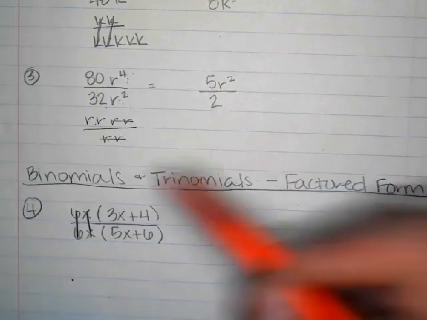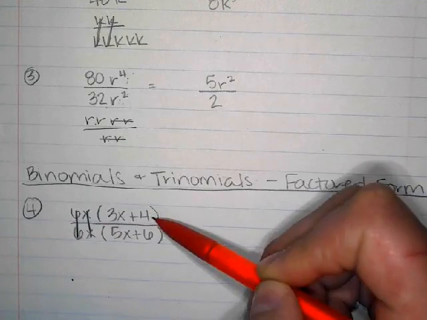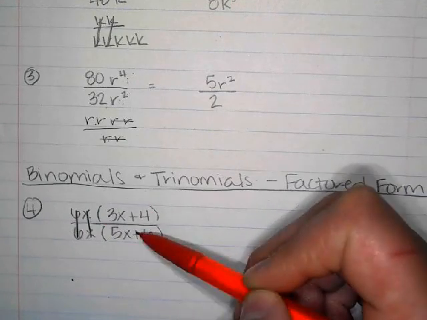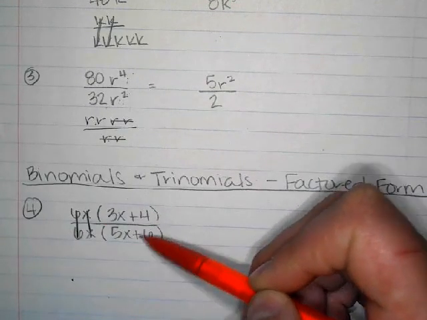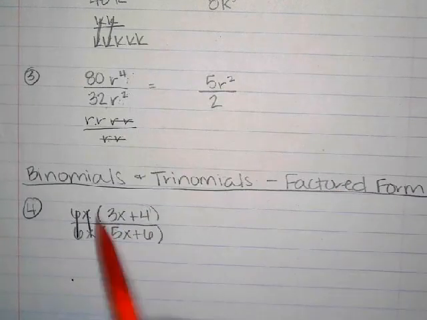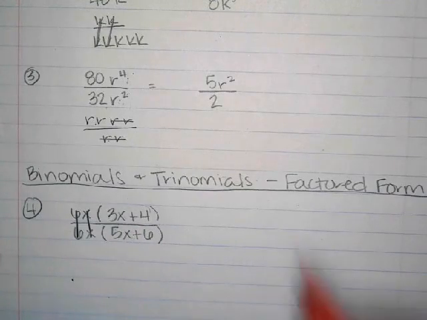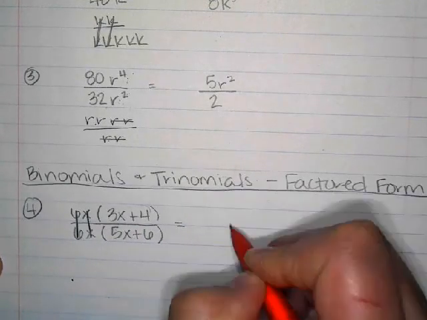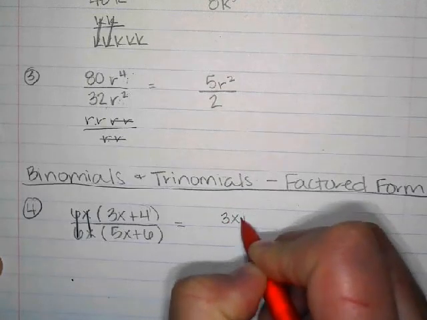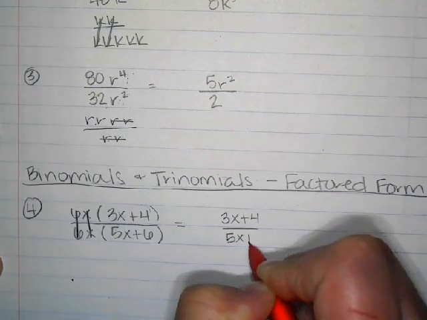And then over here, when we look at the parentheses, we see a factor on the top, a factor on the bottom. We can't reduce those because they're not identical. This is considered to be one whole group on its own. This is considered to be another whole group on its own. And so the final answer here is going to be 3x plus 4 over 5x plus 6. And this is the final answer.